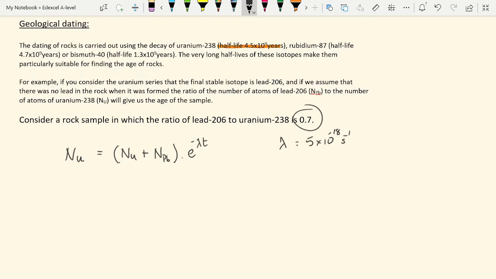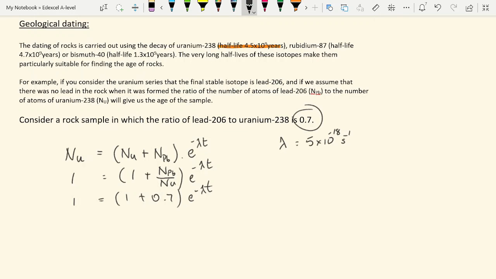Well, we're going to divide across by NU, and that will give us 1 is equal to 1 plus NPb over NU, all times e to the power of minus lambda t. Now we already know that the ratio of lead to uranium is 0.7, so we can substitute that in there. 1 is equal to 1 plus 0.7, times e to the power of minus lambda t.